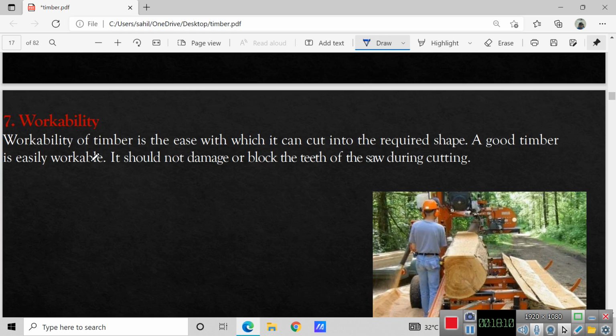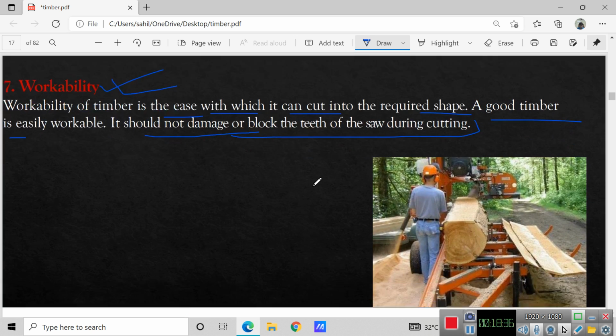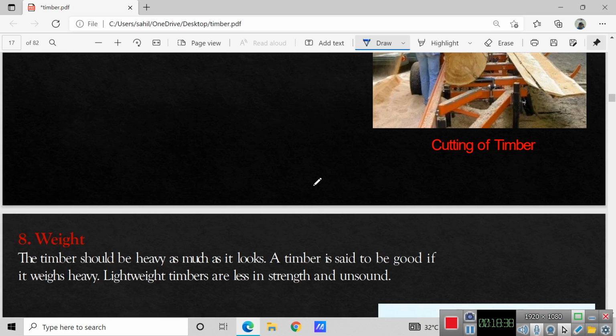Now, workability of timber is the ease with which it can be cut into the required shape. A good timber is easily workable. It should not damage or block the teeth of the saw during cutting. Therefore, the wood must be workable. We must be able to cut through it easily and give different special shapes for furniture making and wood products.